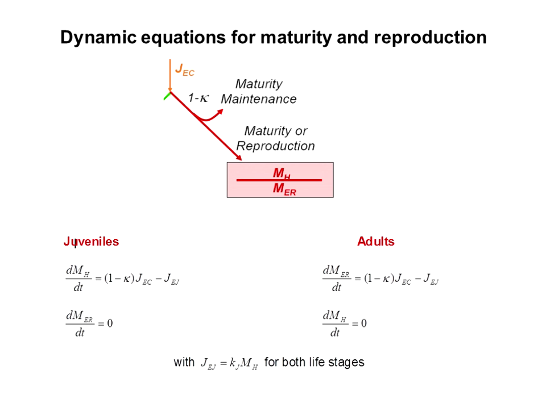And then I talked about the dynamic equations for maturity and reproduction. And again, this is the slide that I had last week. The main idea here was that the branch of the mobilization flux that was used for this purpose went to increasing the state of maturity in embryos and in juveniles, and in adults that energy was used for reproduction.